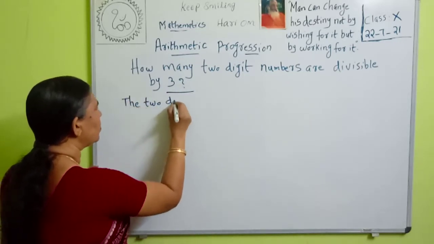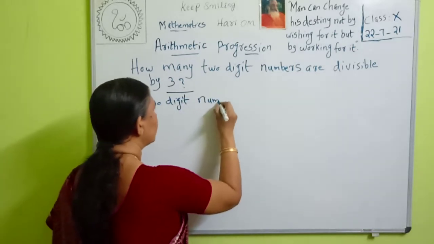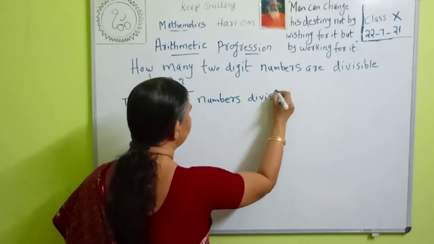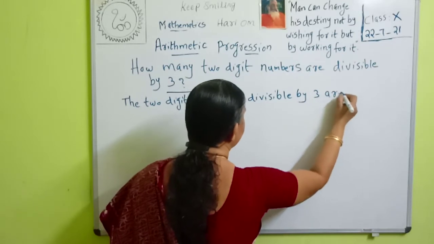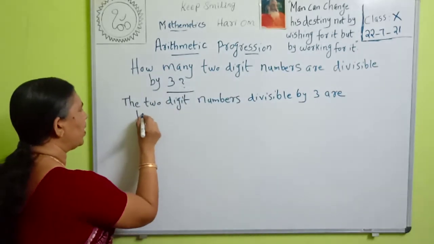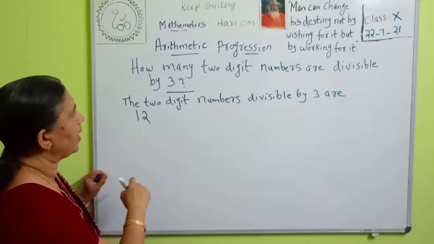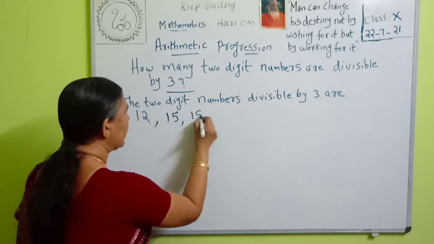The two-digit numbers divisible by 3 are 12. 12 is the smallest two-digit number divisible by 3. 12, 15, 18, etc.